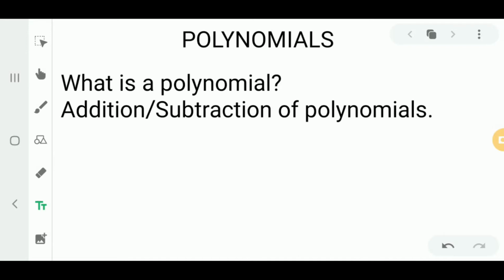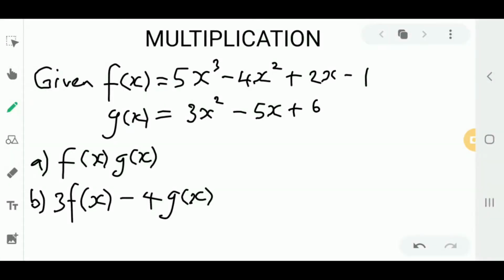Now, we are continuing from the previous video where we did what is a polynomial and addition, subtraction of polynomials. So now we're going to get into the actual video. Okay, so now we're going to be doing multiplication.